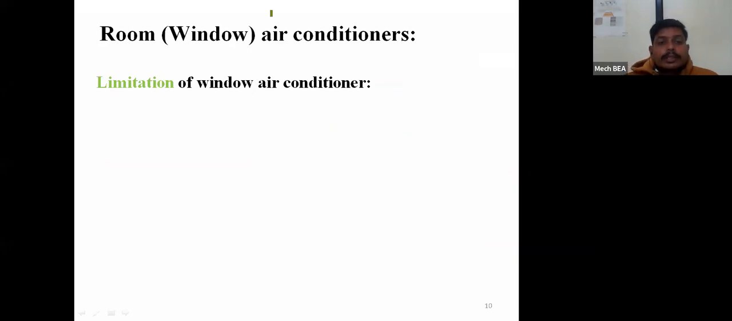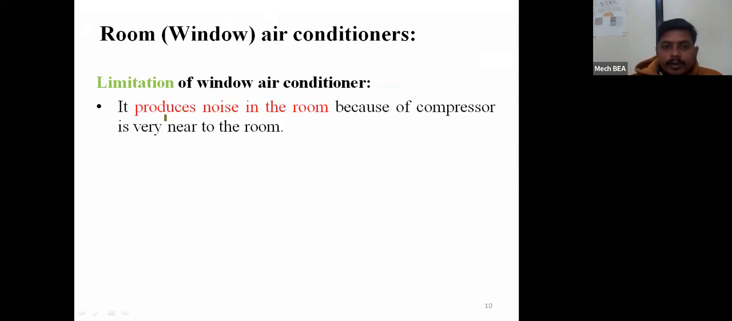Sorry. There are some limitations of the window type of air conditioner. So the first limitation of the window air conditioner: as the compressor is installed inside the window air conditioning system, it is one compact device.